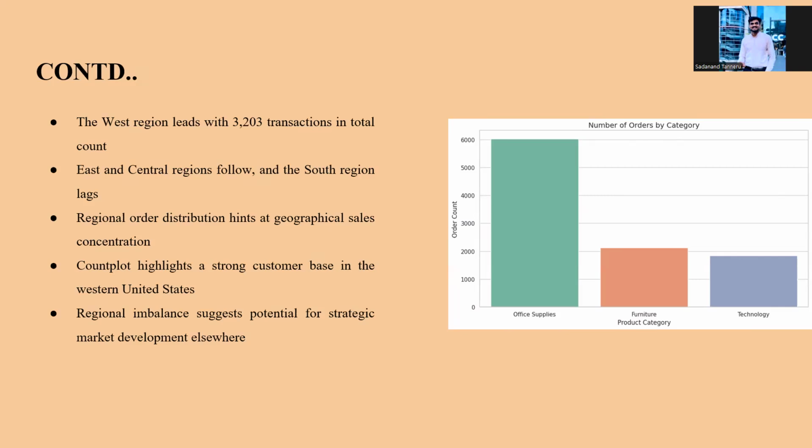So here there is a discussion of the region distribution of orders with vibrant activity in both the West and East, and the presenter outlines that the geographical concentration may interface with the marketing, logistics, and inventory decisions. This lack of performance in the South calls for strategic development and redeployment of resources.